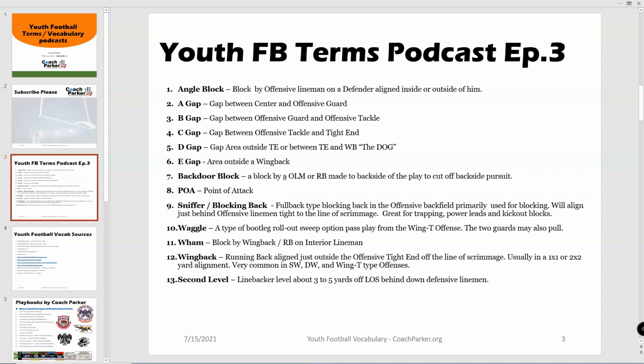And it's usually going to be a sweep option pass play. It comes from, I think, the wing T offense, and two guards may pull around on this bootleg type rollout to the backside, because all the backs have kind of gone one way, and the quarterback now is booting, waggling out to the other direction.